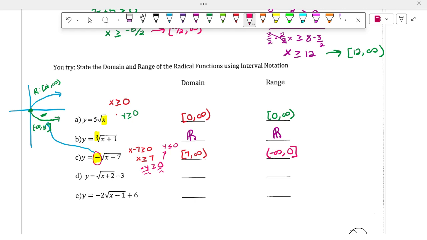All right, letter D. What will be my domain? -2 to infinity. What will be my range? Nope. Close though. So plug the -2 back in, evaluate. -3 to infinity. If you plug -2 back in to find the y, because obviously this is the lowest point, this is going to be the reference point. -2 plus 2 is 0. Square root of 0 is 0. 0 minus 3 is -3.